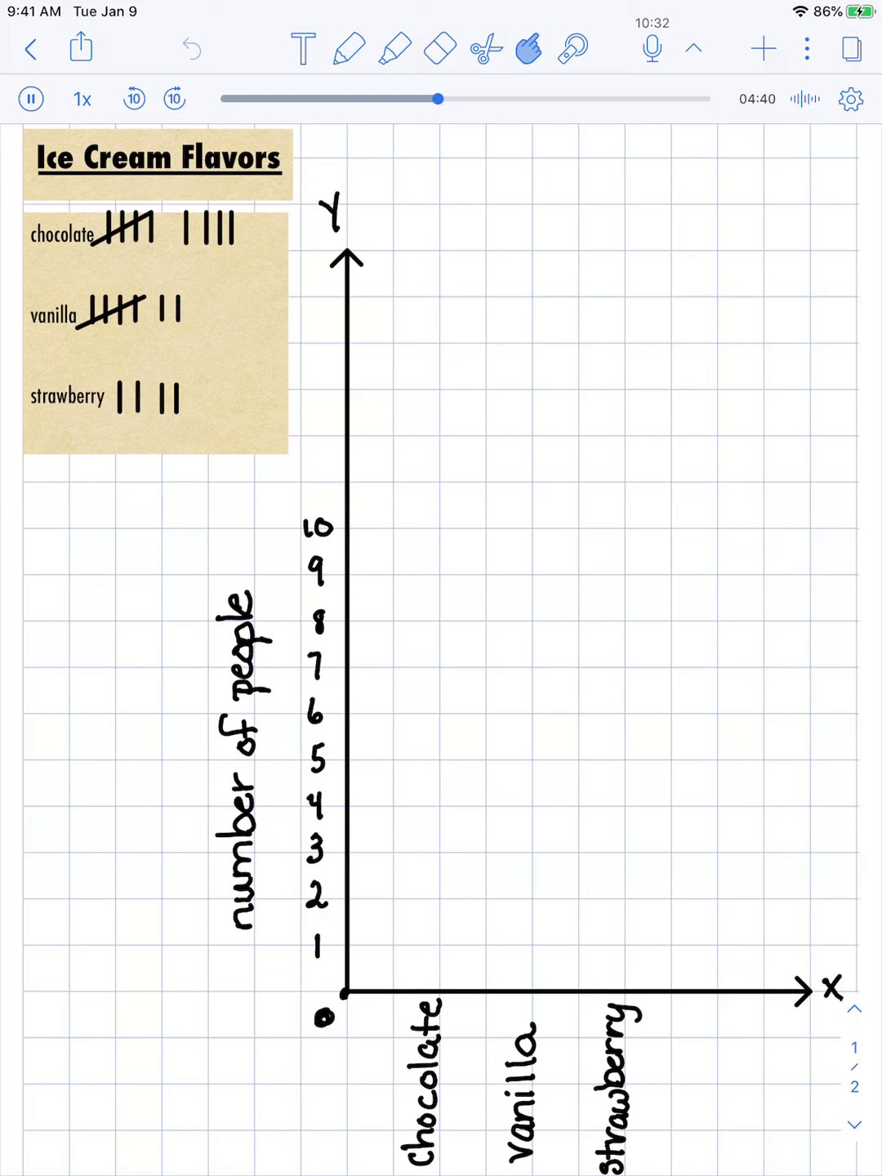So now let's think about, I have 9 people that like chocolate ice cream. This is where you can have a little fun with this because I can actually color this in.